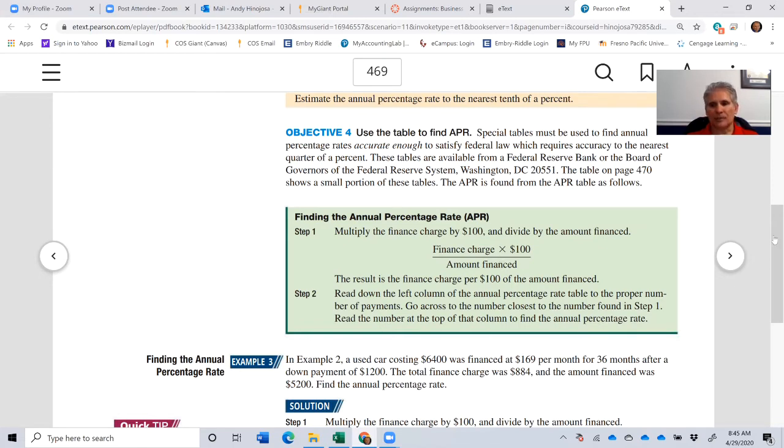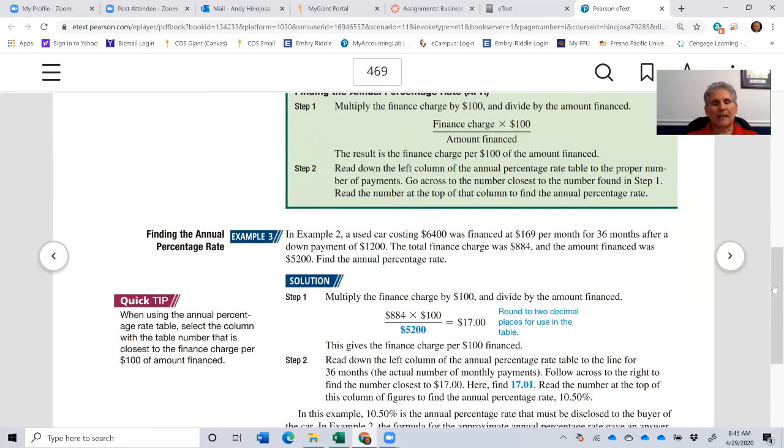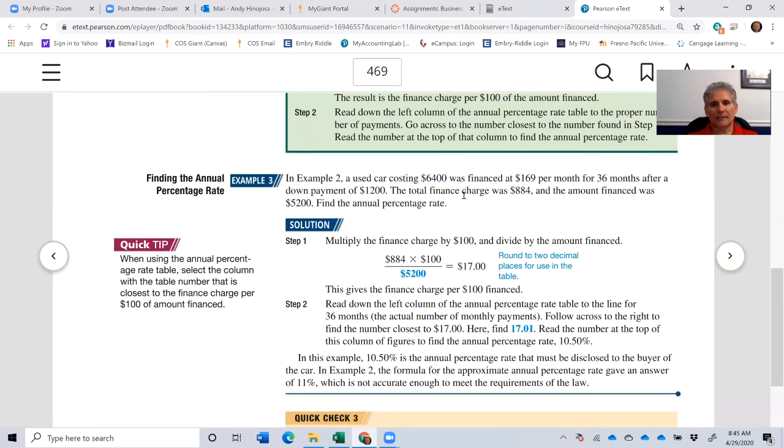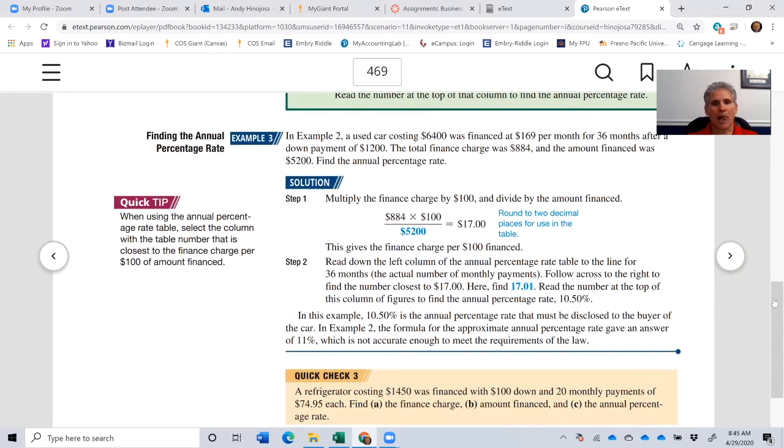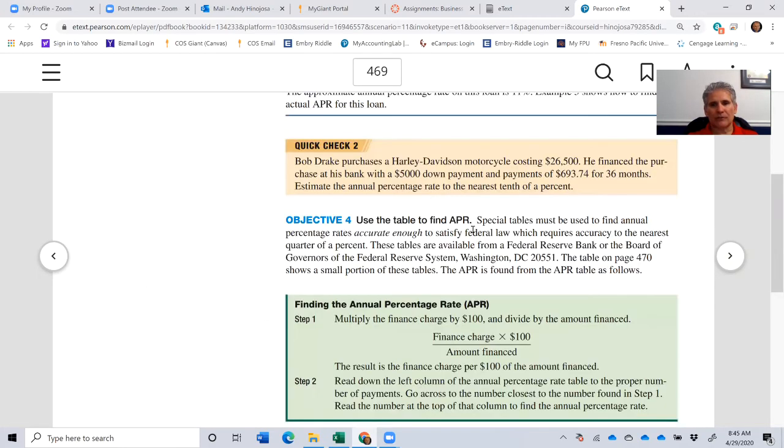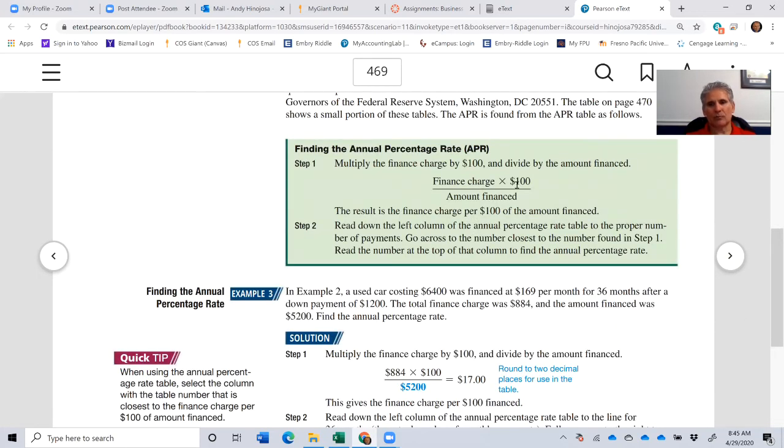So the easiest way is just to get it done. In example 2, a used car costing $6,400 was financed at $169 per month for 36 months after a down payment of $1,200. The total finance charge was $884 and the amount financed was $5,200. Find the annual percentage rate. All right, so let's see what we can do here. We're going to first multiply the finance charge by 100. We're going to use this formula here: finance charge times 100 divided by the amount financed.